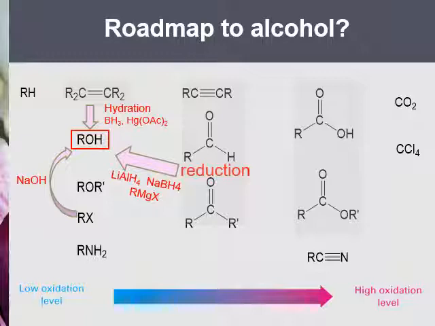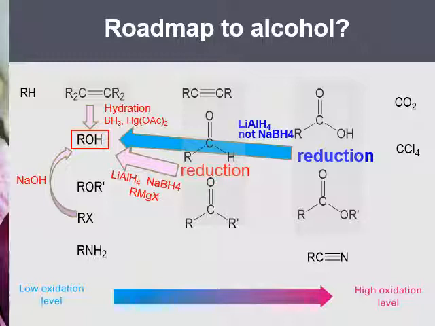Alcohol can be produced from carboxylic acid and esters using lithium aluminum hydride, not sodium borohydride, because these are higher oxidation level. They require stronger reducing reagent, lithium aluminum hydride. If we use Grignard reagent, it will attack twice, and leaving group leaves, and this is only for esters. Okay, for carboxylic acid, Grignard reagent does not work.